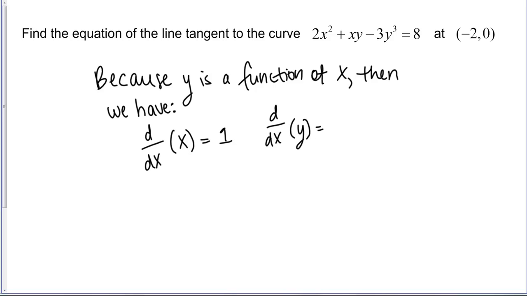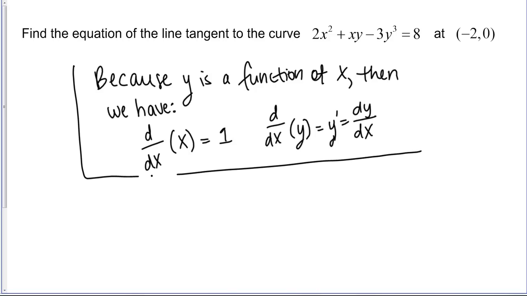So it's not just 1. Because we're thinking of y as a function of x, you can write it one of two ways. You can either write y prime or dy dx. I'm going to use the dy dx notation here, but use either notation that you're more comfortable with. So the derivative with respect to x of y equals dy dx. Using these two facts, let's take the derivative of this implicit relationship.